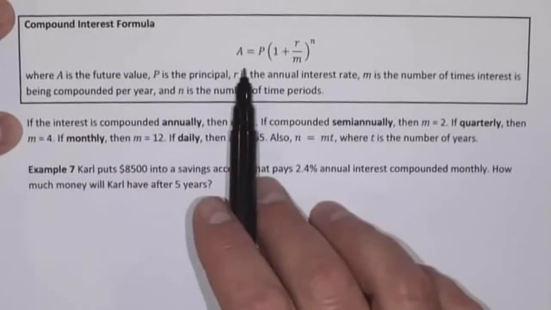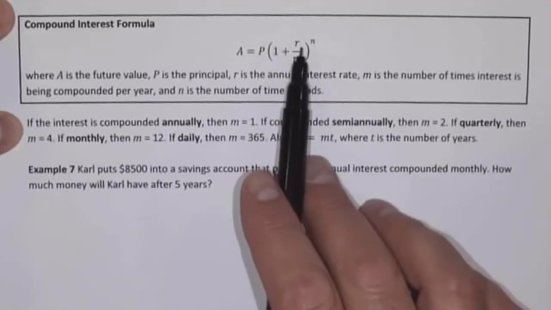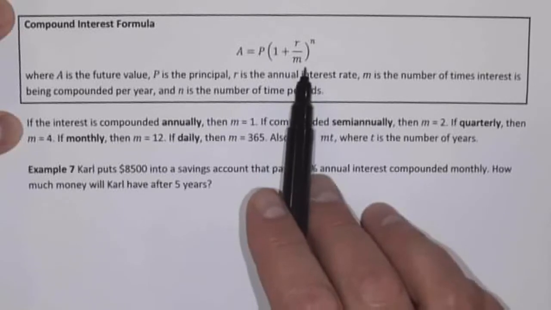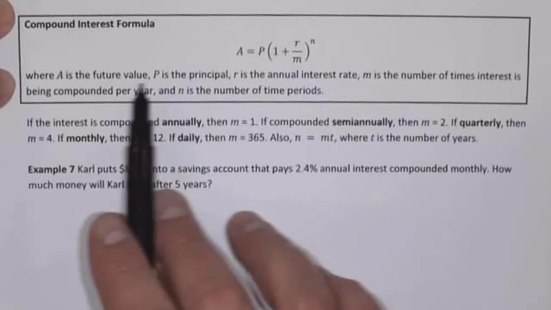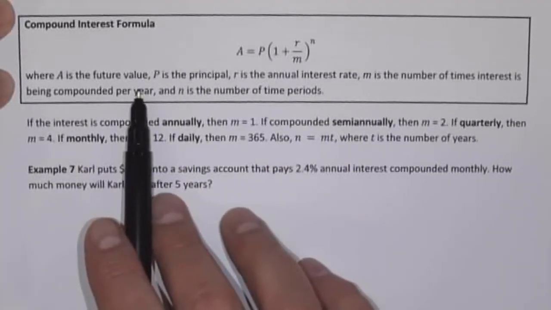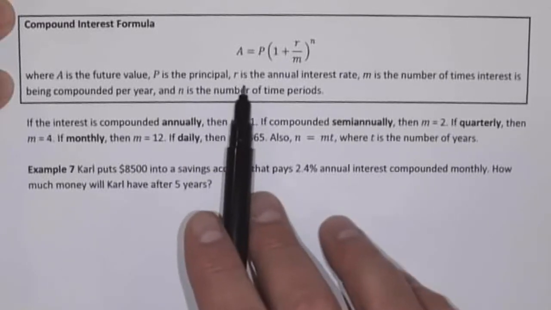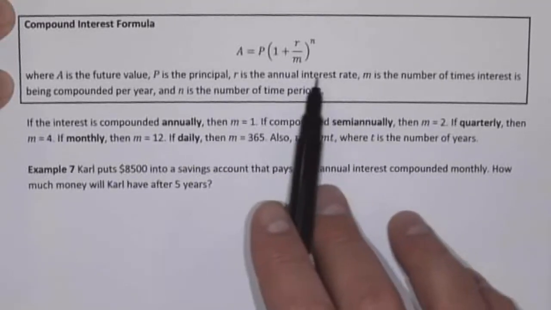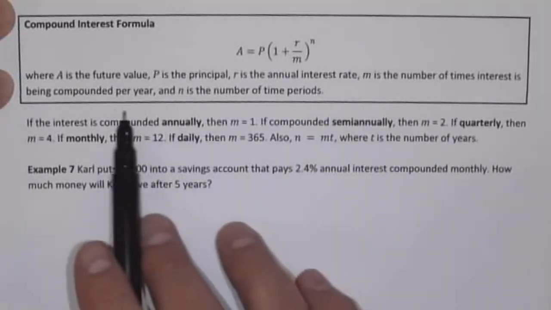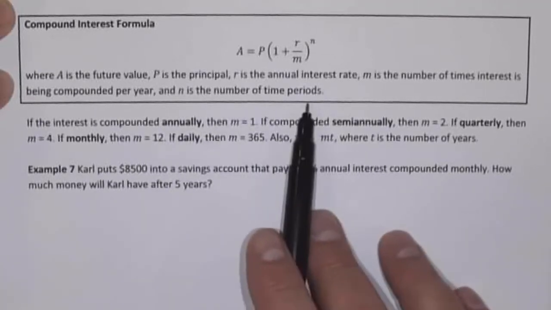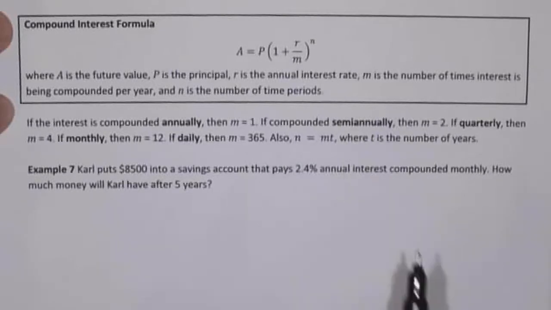So the compound interest formula says A equals P times the quantity 1 plus R divided by M, and that 1 plus R divided by M gets raised to the N power. So A is the future value, P is the principal, so the amount invested or borrowed, R is the annual interest rate written as a decimal, M is the number of times interest is being compounded per year, and N is the number of time periods, or the number of times we compound.